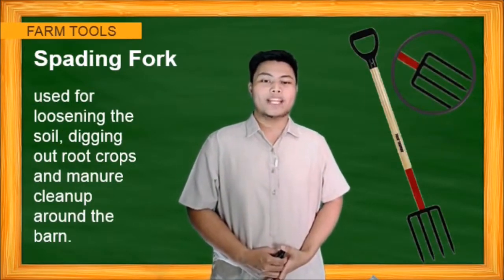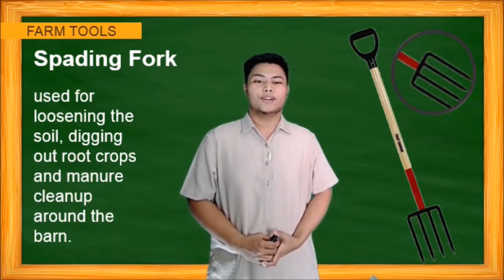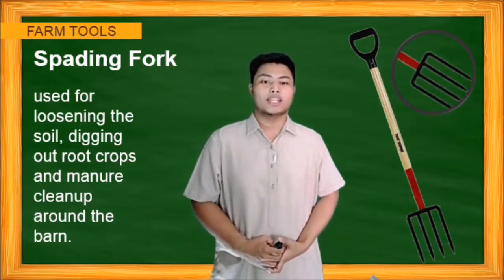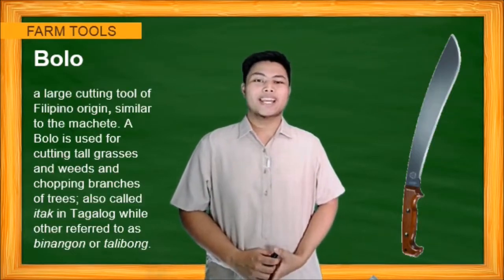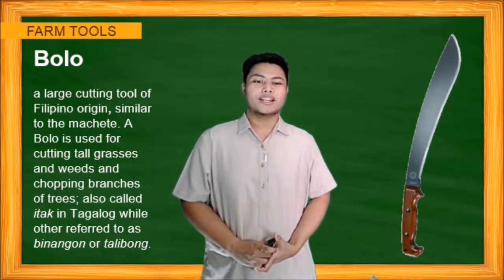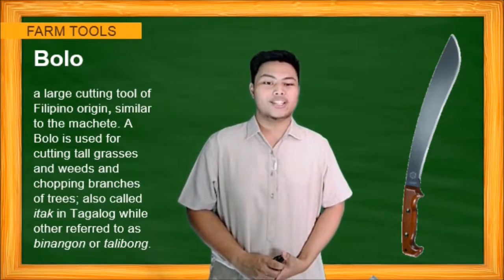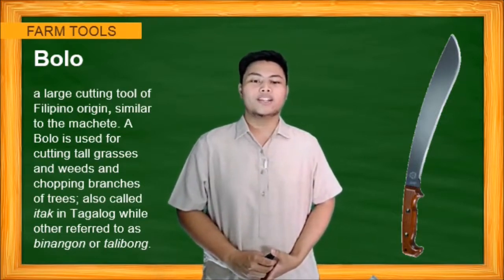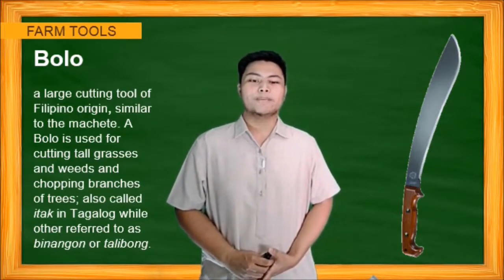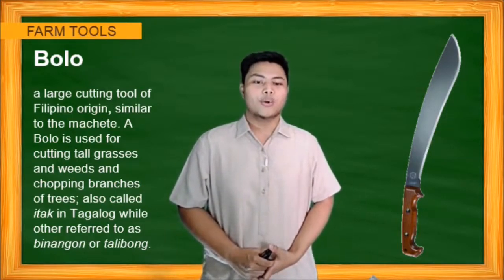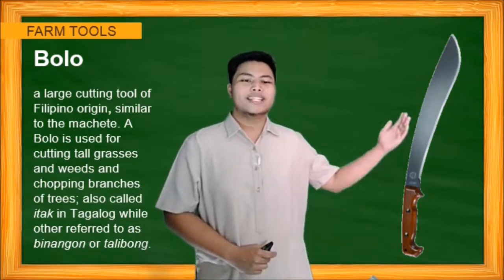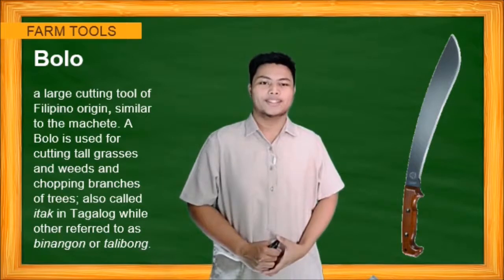Next one is the spading fork. Spading fork is used for loosening the soil, digging out root crops, and manure cleanup around the barn. Next one is the bolo. A bolo is a large cutting tool of Filipino origin. It is similar to a machete. A bolo is used for cutting tall grasses and weeds and chopping branches of trees. It is also called itak in Tagalog, while others refer to it as binangon or talibong. So this is an example of a bolo.